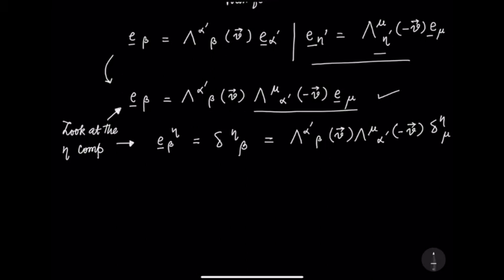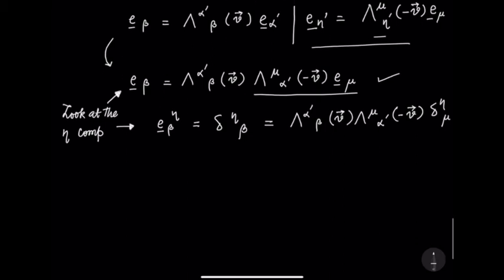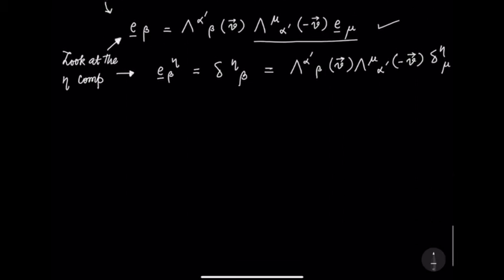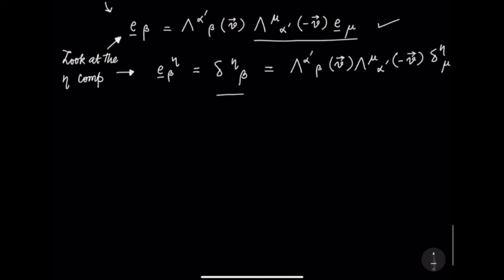Once we have done that, I am taking the eta component of this vector and trying to compare them. If all the components are the same, and they are now written in the same coordinate system, then the vector will also be the same. So what I found is that on the left hand side I find this, and on the right hand side I have this delta. So if I work out the right hand side, what do I get?